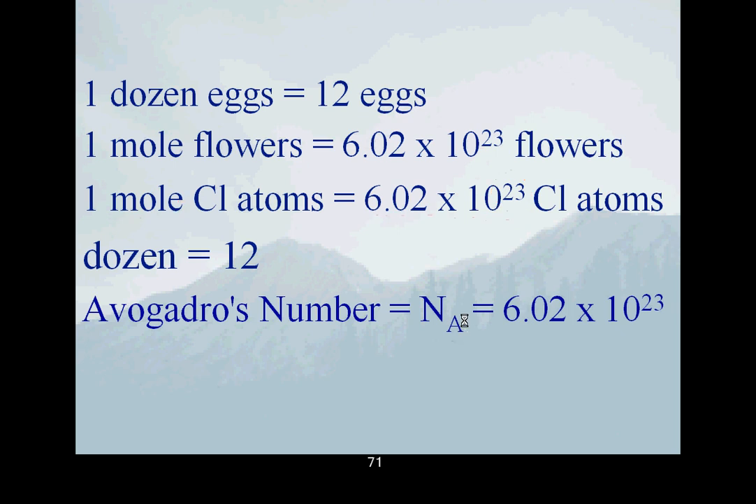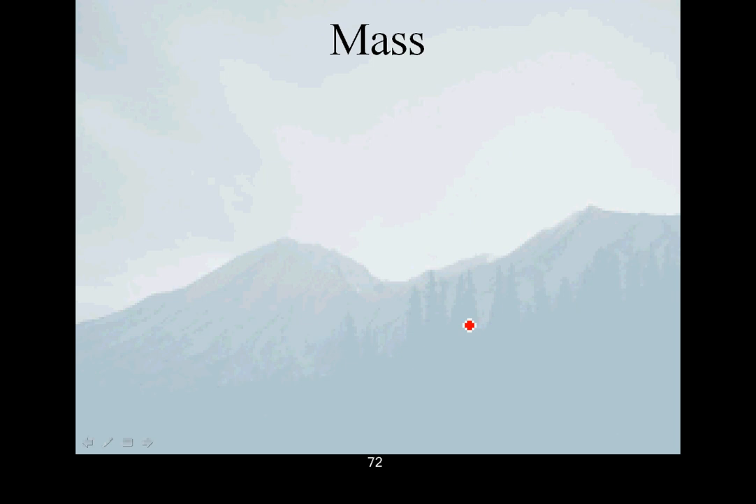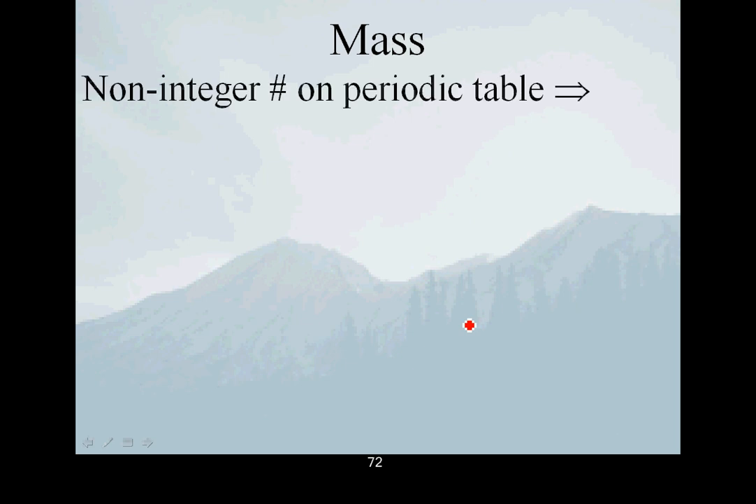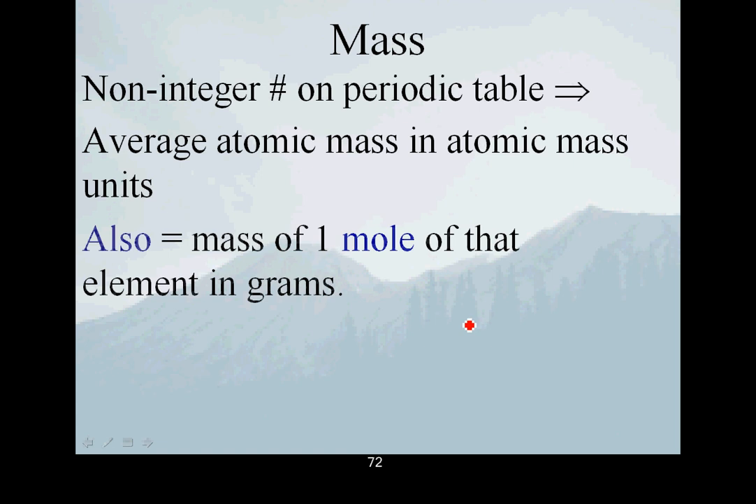Now, this allows us to further figure out what's on the periodic table. In each square on the periodic table, we have three different things. We have the chemical symbol, we have the atomic number, which is the number of protons, and then there's that non-integer number, the number that's got numbers behind a decimal place. That number actually represents two different things. It represents the average atomic mass in what are known as atomic mass units. But more importantly for us, it also represents the mass of 1 mole of that element in units of grams.